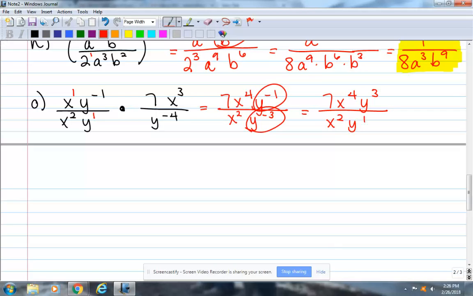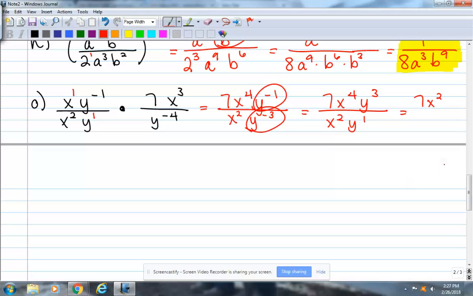Divide my like bases, which means I'm going to subtract them, right? So 7 stays on top because it has nothing to simplify with. What's 4 minus 2? So do I put an x squared on top or bottom? Top, because that's where the big kid was. And then 3 minus 1 is what?